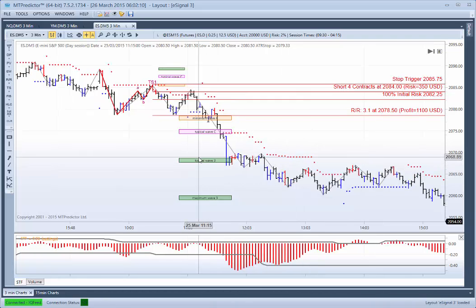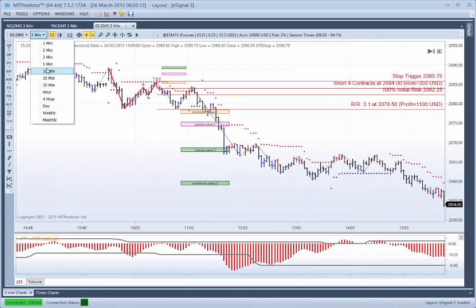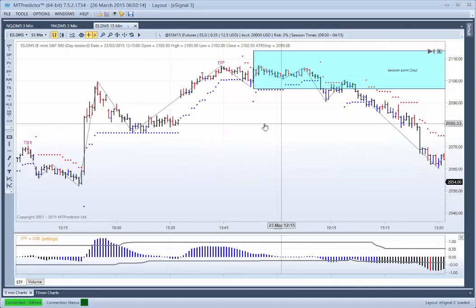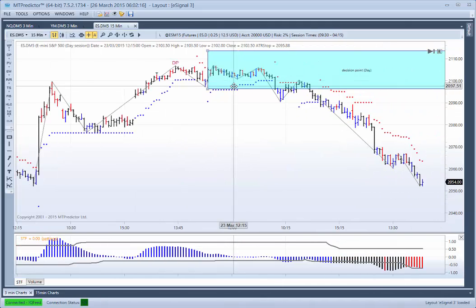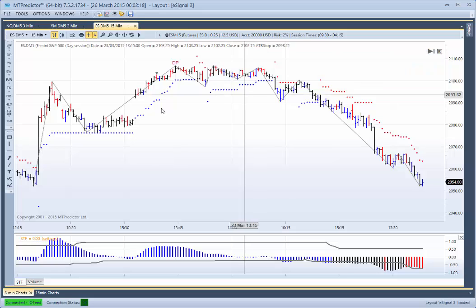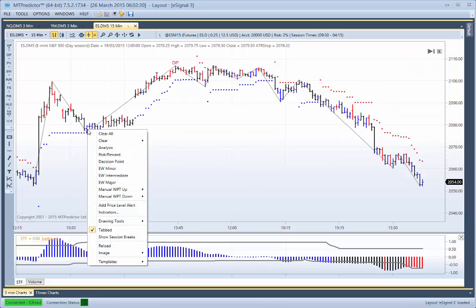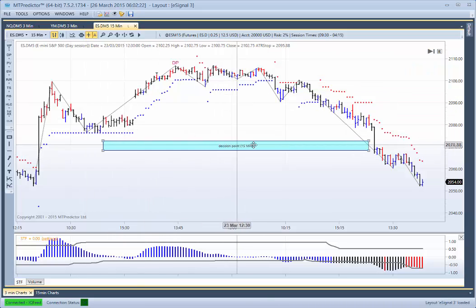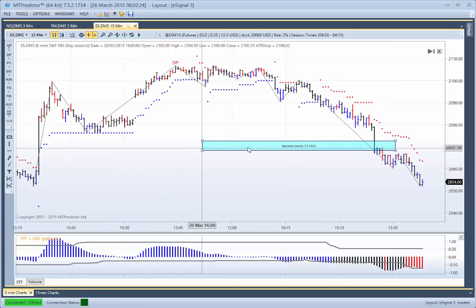Sorry, I seem to have lost my 15-minute DP there. Sorry about that. I'll put that DP back on again. Right, there it is. Let's go back to the 3-minute chart.